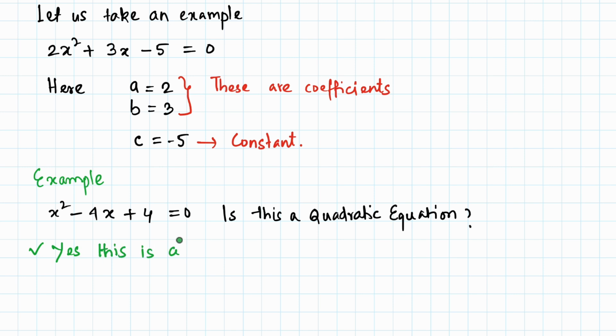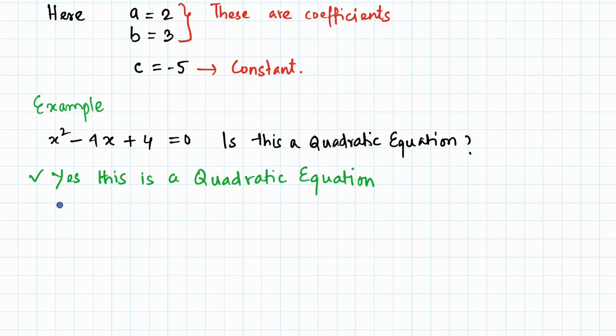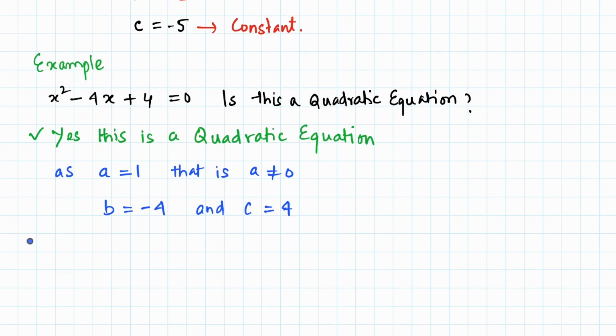Yes, this is a quadratic equation by nature. How can we identify that? We can identify using the following: a is equal to 1, that is, a is not equal to 0. This is the first condition, so that means it is fulfilled. b is minus 4 and c is 4. The first condition is a is not equal to 0.